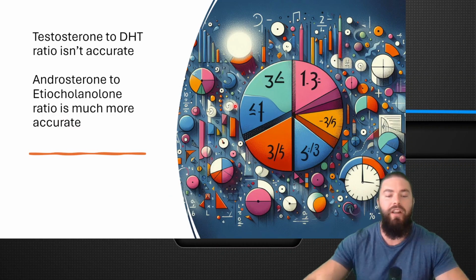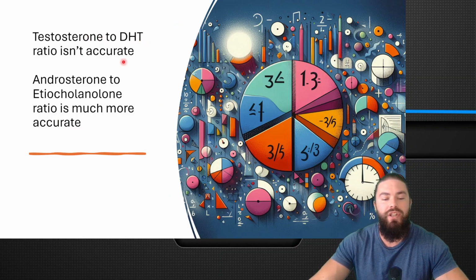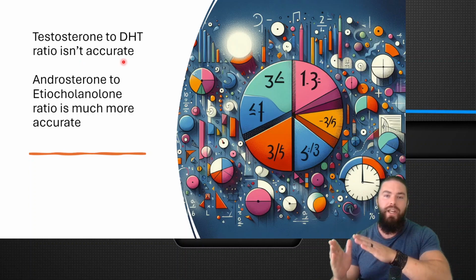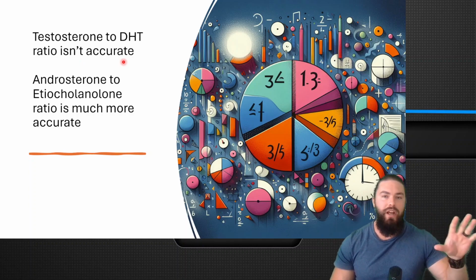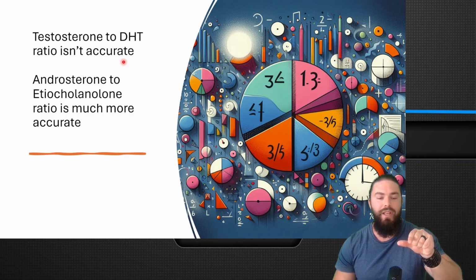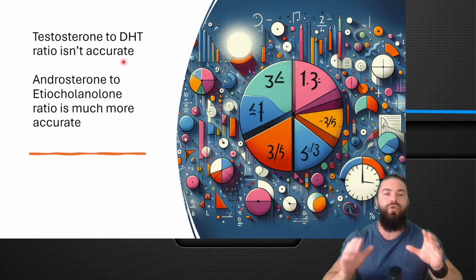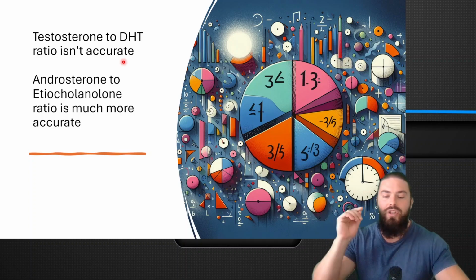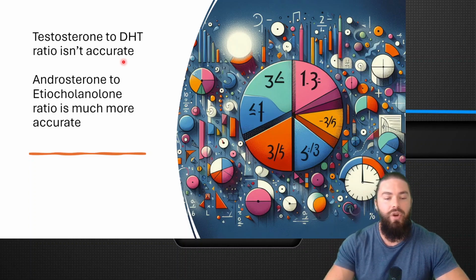This is why the study found that the testosterone to DHT ratio isn't accurate. So if you have a 10-to-1 testosterone to DHT ratio, let's say your testosterone is 1,000 and your DHT is 100 nanograms per deciliter, that's not even a good metric to show you if you have a good 5-alpha pool, right? So this is why doing a DUTCH test is actually quite helpful.